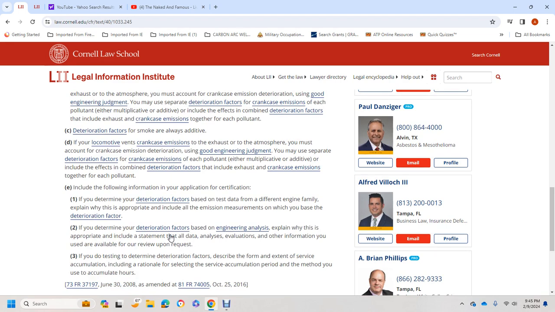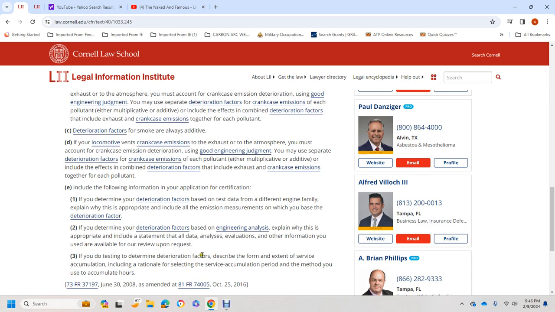on test data from a different engine family. Explain why this is appropriate, and include all the emission measurements. If you determine the deterioration factor based on engineering analysis, explain why this is appropriate, and include in the statement that all data, analysis, and evaluation of the information are available for our review upon request.